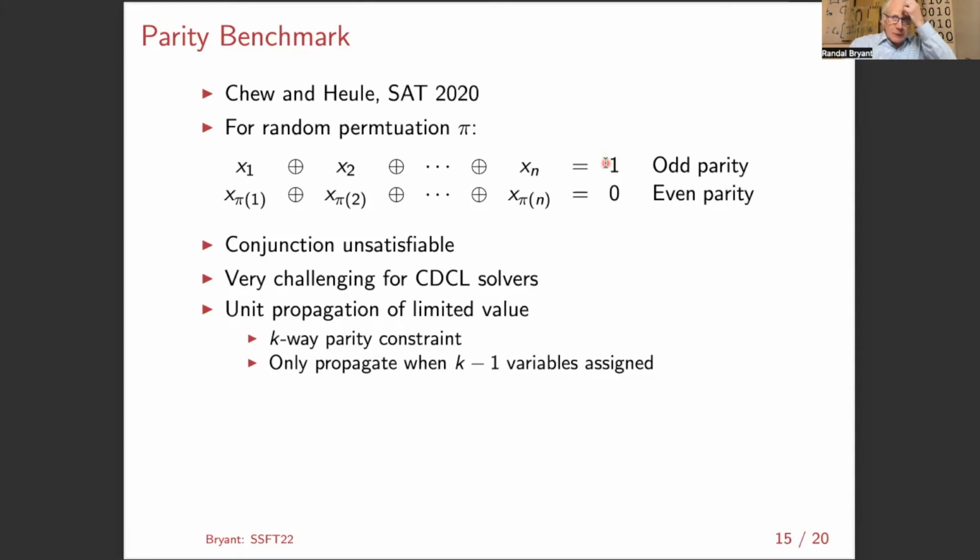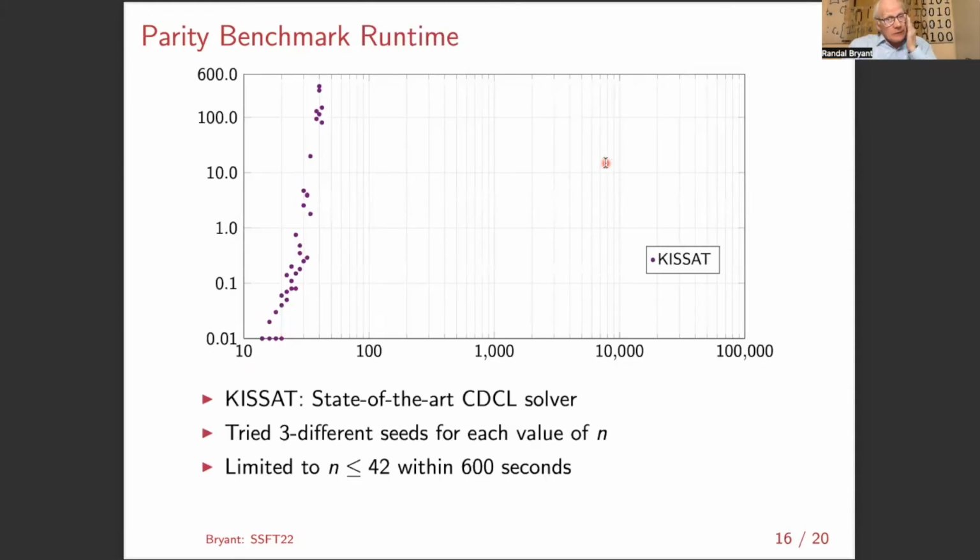So it really doesn't work. In fact, just to show you what I mean, this is an example of running Kissat, which has been the winner of several SAT competitions. It's considered absolute state-of-the-art of CDCL solving. And because of the randomness in the permutation, its runtime will vary from one permutation to the other. So for each value of n that I tried here, I used 3 different seeds to get some history.